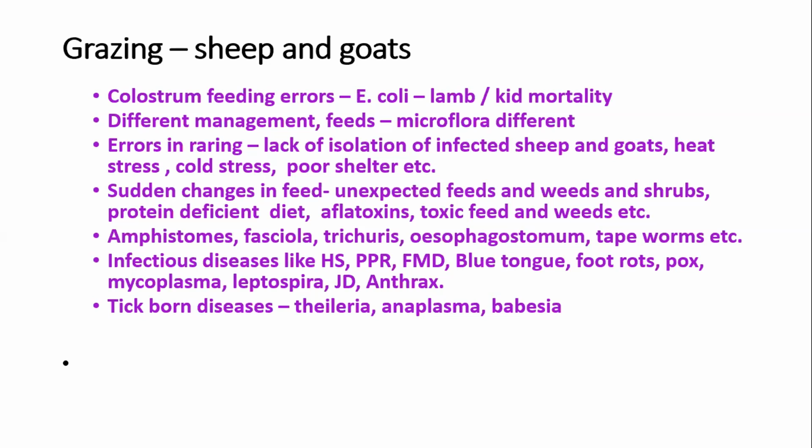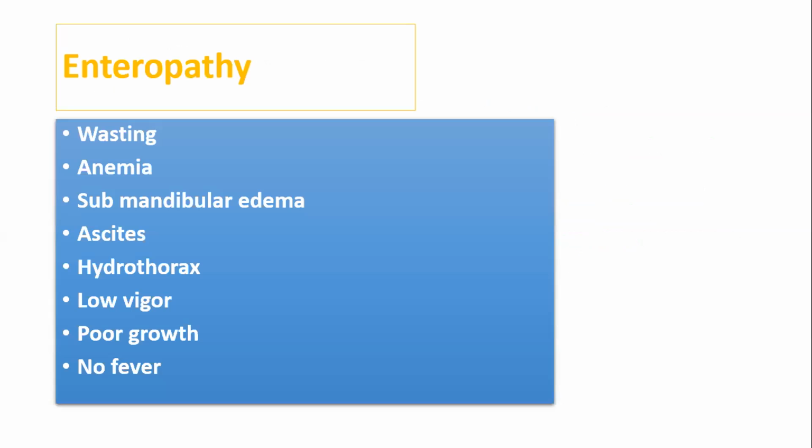Then tick-borne infections are similar to those in stall-fed or zero-grazing animals: Theileria, Anaplasma, and Babesia. So these are the differences in the diseases of zero-grazing and grazing animals.